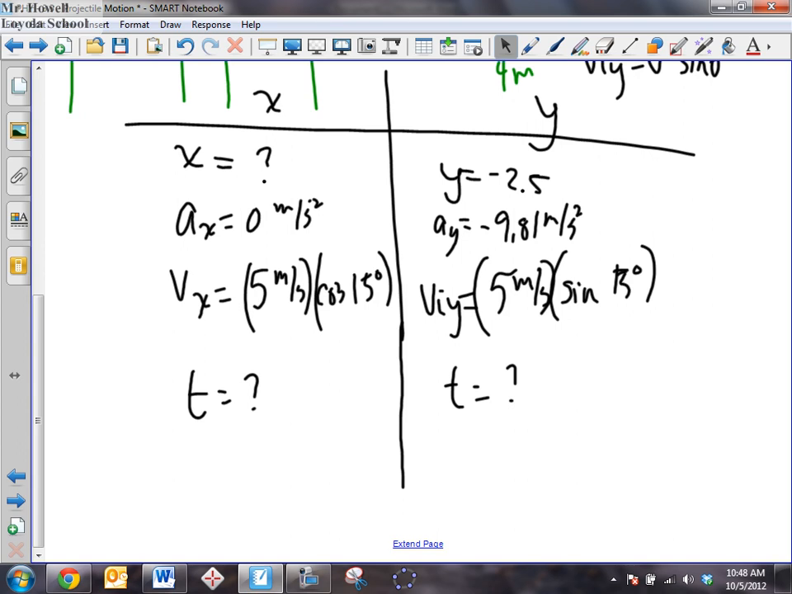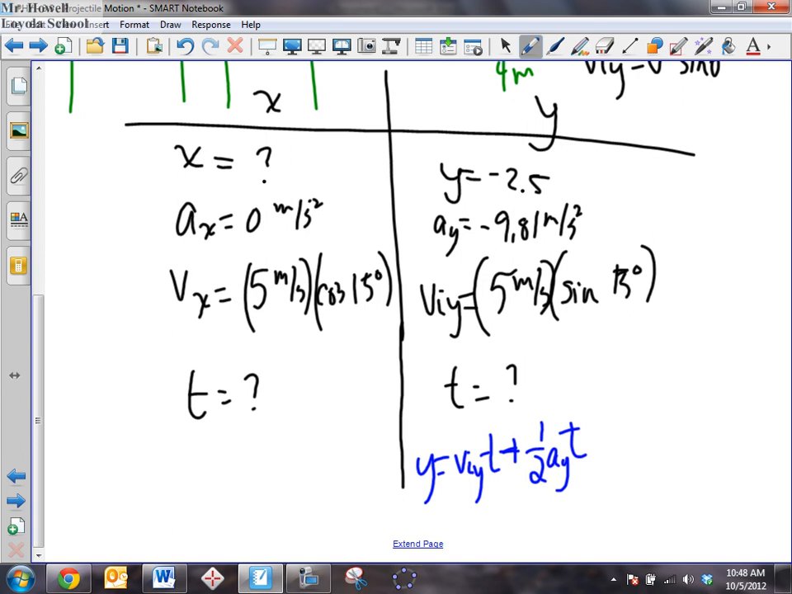Luis, be careful, because VI is not 0 anymore. When VI is 0, you can use that one. But before that, Luis, there was another formula we used. A little louder next time, but I heard you. A little louder, please. So VIY t plus 1/2 a t squared.